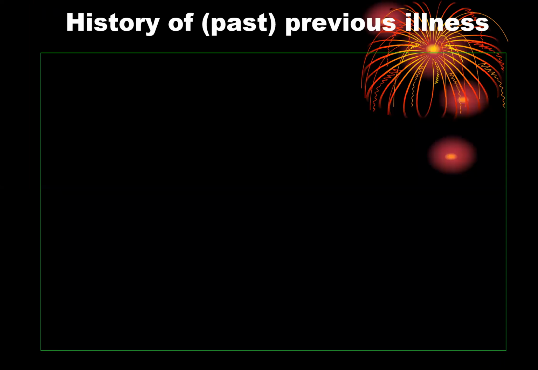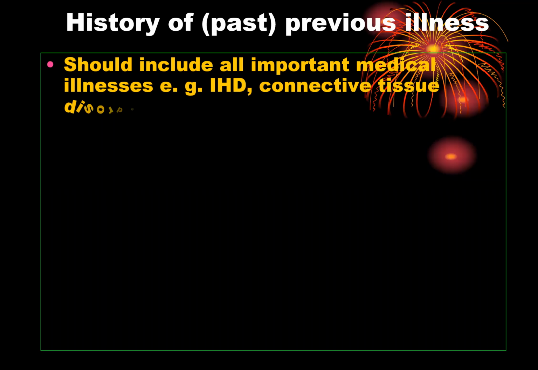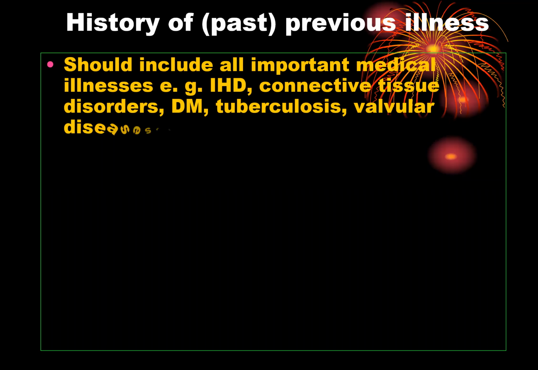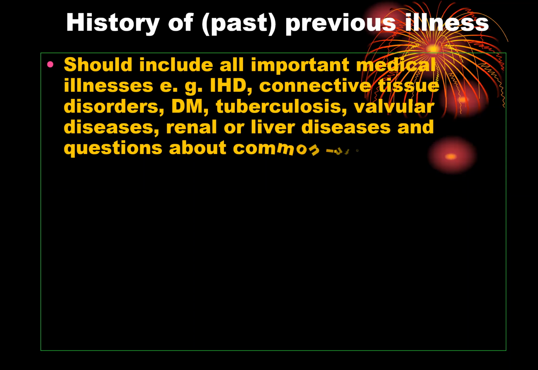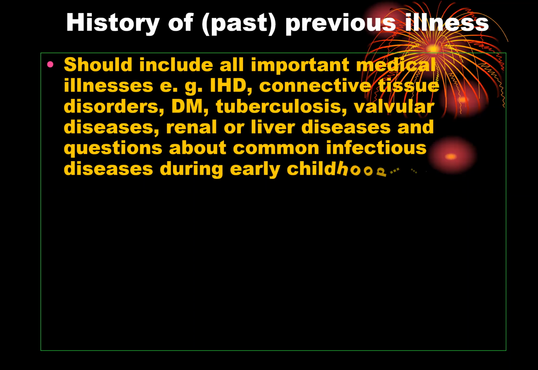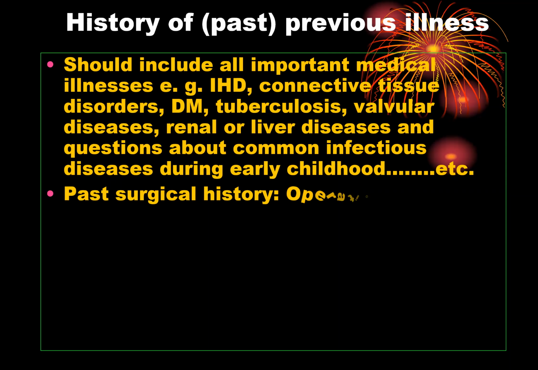History of past or previous illness should include all important medical illnesses, example, ischemic heart disease, connective tissue disorders, diabetes, tuberculosis, valvular heart diseases, renal or liver diseases, and questions about common infectious diseases during early childhood, and so on. Past surgical history, including operations and any injuries.